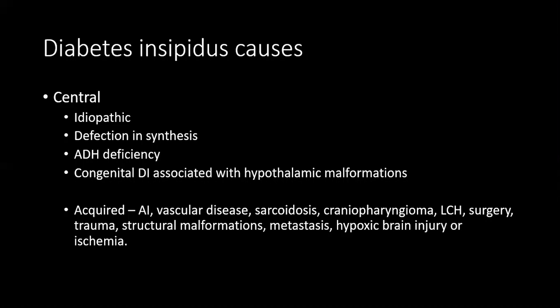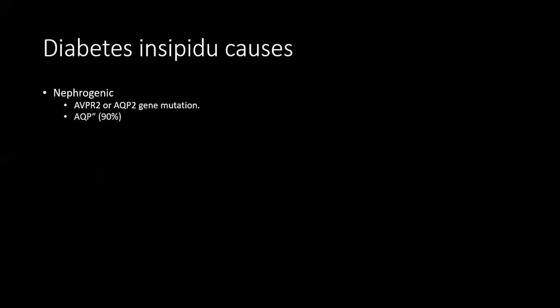We can have the acquired type as well. It can be autoimmune damage, vascular disease, sarcoidosis, craniopharyngioma, like I mentioned, Langerhans cell histiocytosis, surgery, again, like the craniopharyngioma case, trauma, structural malformation, metastasis, hypoxic brain injury, or ischemia. So quite a lot.